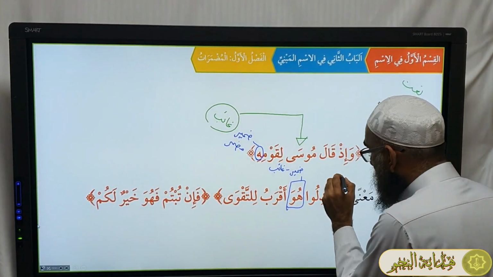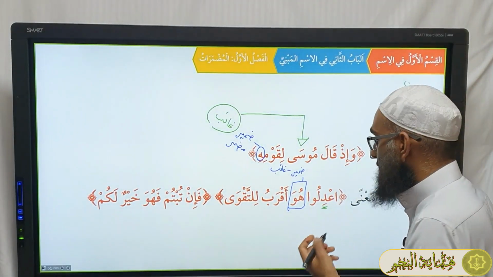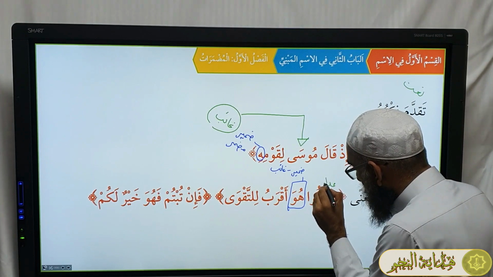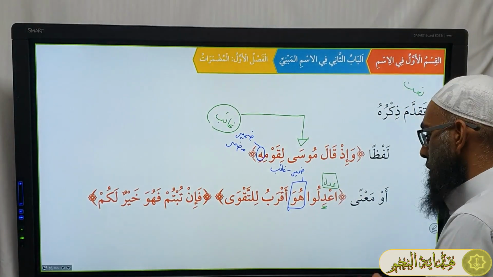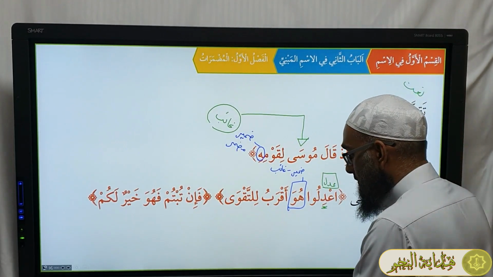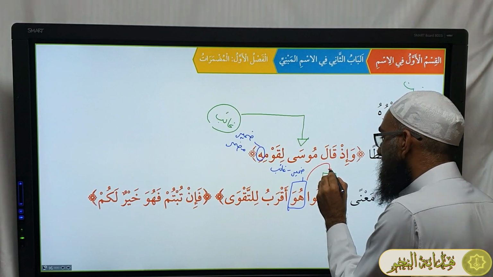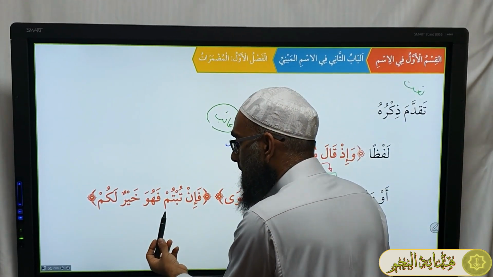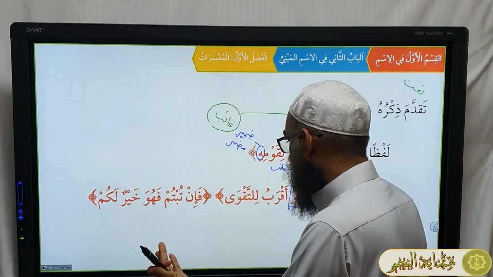العدل. It can't refer to اِعْدِلُوا because اِعْدِلُوا is a verb. But اِعْدِلُوا has the meaning of عدل built in. The meaning of عدل is understood from اِعْدِلُوا. So the ضمير or the مضمر of هو refers to the meaning of اِعْدِلُوا which is عدل. The same thing applies here. فَإِن تُبْتُمْ فَهُوَ خَيْرٌ لَكُمْ. If you repent, فَهُوَ خَيْرٌ لَكُمْ.